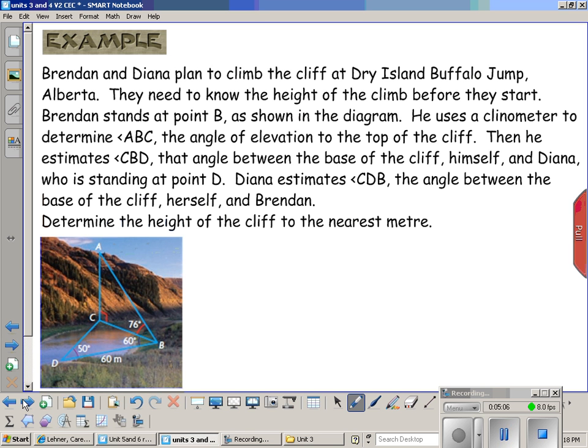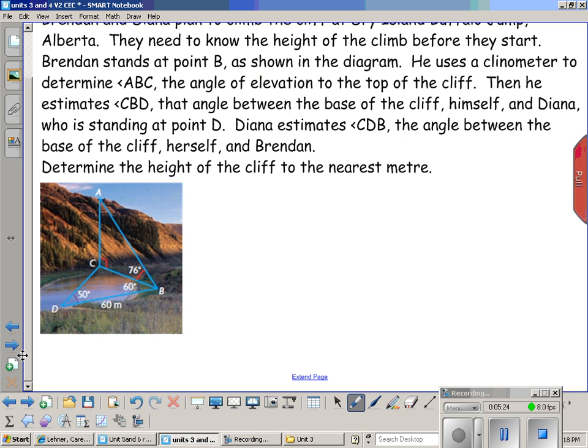Then he estimates angle CBD, the angle between the base of the cliff, himself, and Diana, who is standing at point D. Diana estimates angle CDB, the angle between the base of the cliff, herself, and Brendan. Determine the height of the cliff to the nearest meter. So ultimately, what we are trying to find is side AC, the height of the cliff.